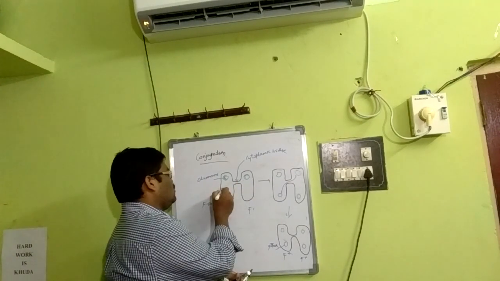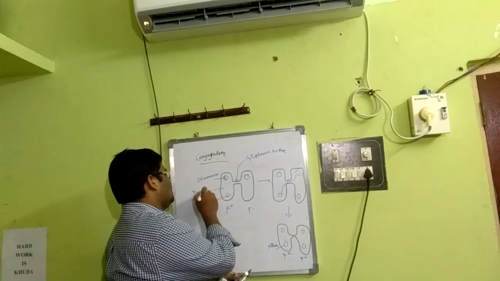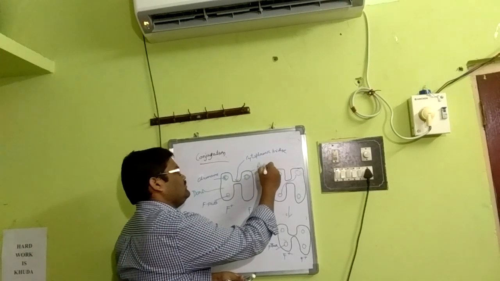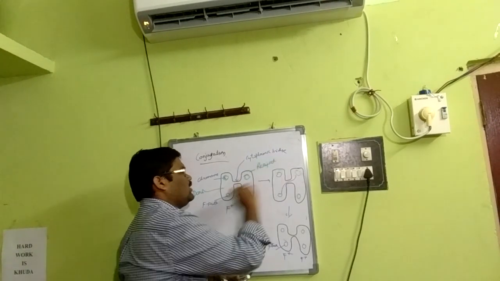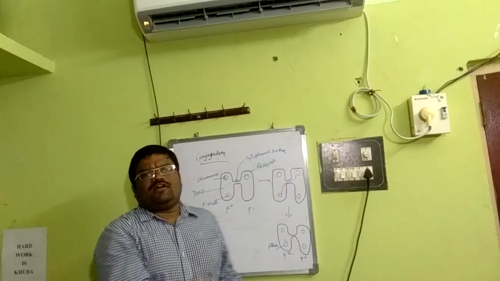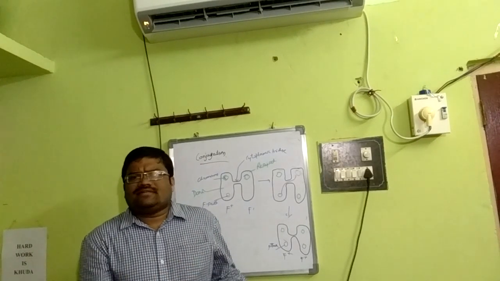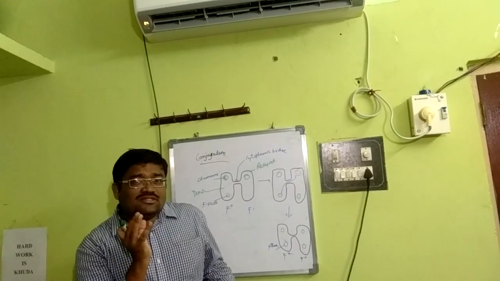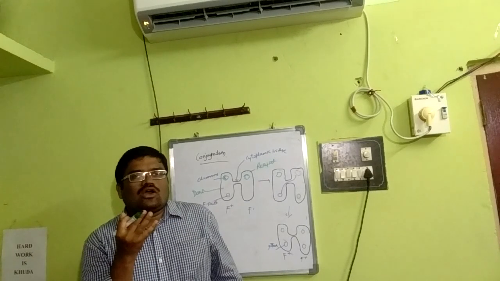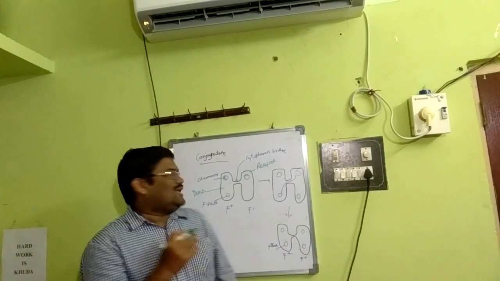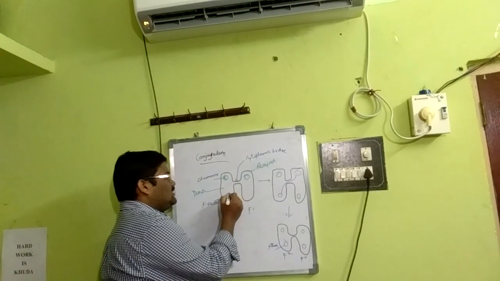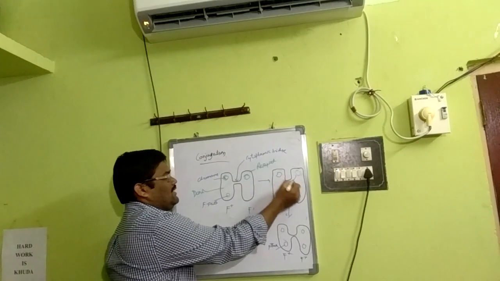That means here it is a donor and this is a recipient. Finally, both become F plus. That means it contains extra chromosomal DNA. Based on the same principle, a recombinant plasmid, say, can be transferred. In place of the F factor, the recombinant plasmid has been transferred.